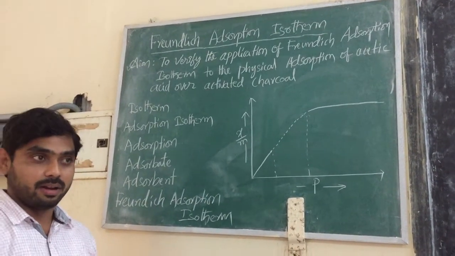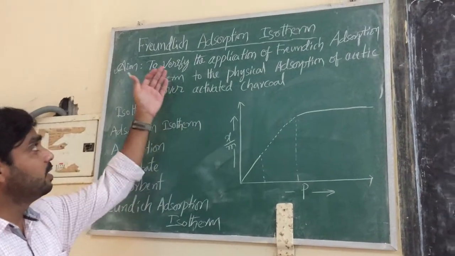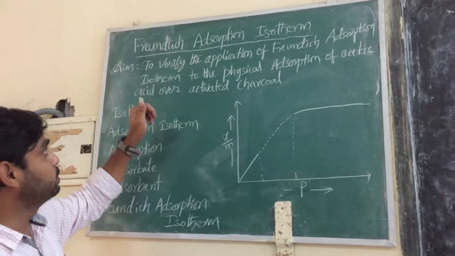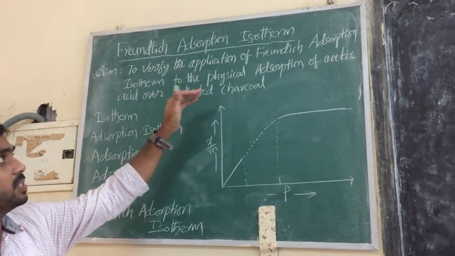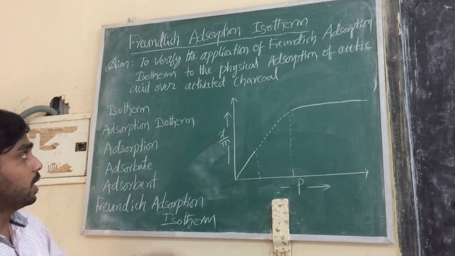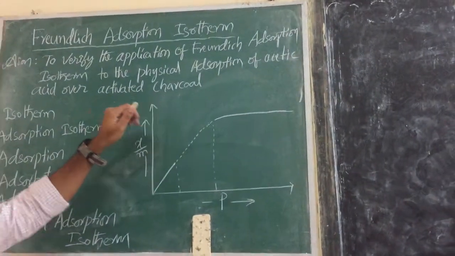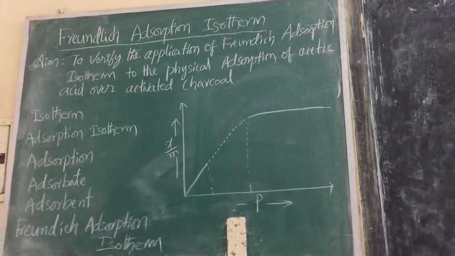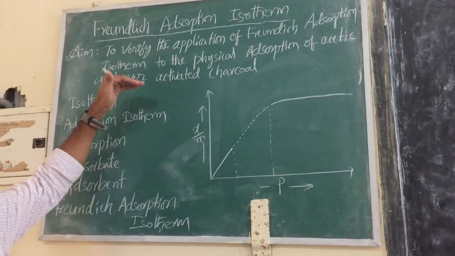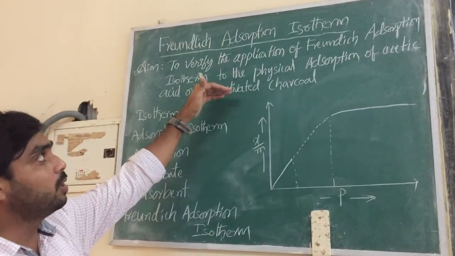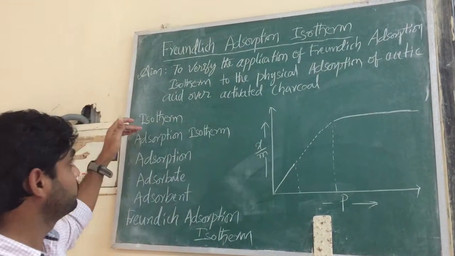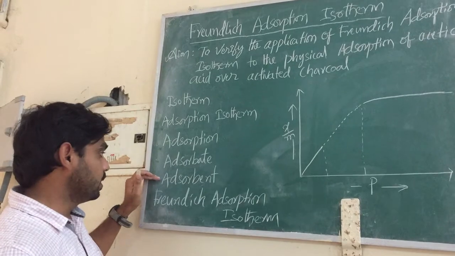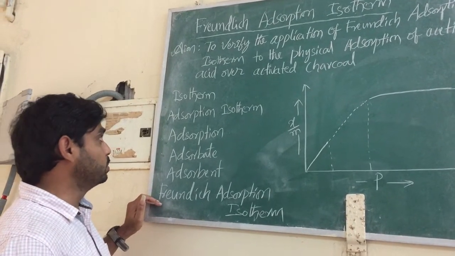In today's laboratory class, I am going to demonstrate the Freundlich adsorption isotherm. The aim of this experiment is to verify the application of the Freundlich adsorption isotherm to the physical adsorption of acetic acid over activated charcoal. Before demonstrating this experiment, I would like to discuss what is an isotherm, what is an adsorption isotherm, what is adsorption, adsorbate, adsorbent, and then Freundlich adsorption.